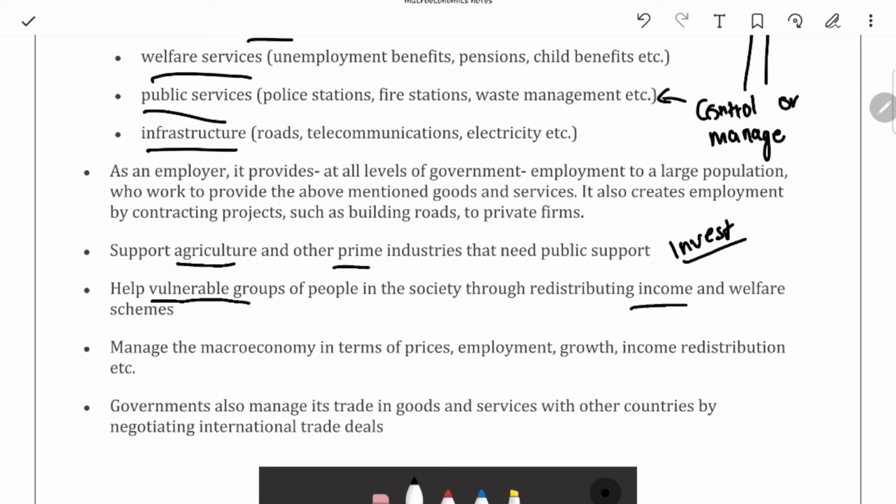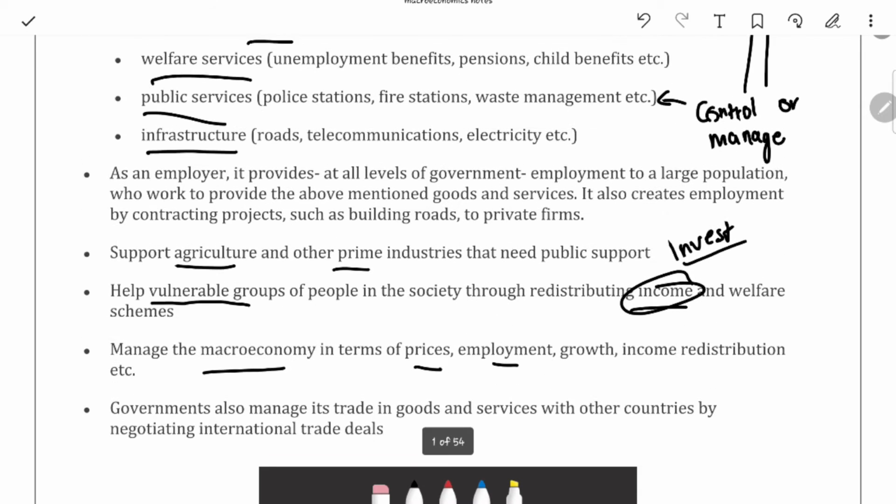They help to redistribute income, and later on we'll get to know a lot about income. We'll do an entire topic on income, and you'll understand everything about what the government does within income. Then they have to manage macroeconomic matters like prices, employment, growth, and income redistribution. We'll talk about all these topics in just a bit. So this is basically an overall look at what the government does.